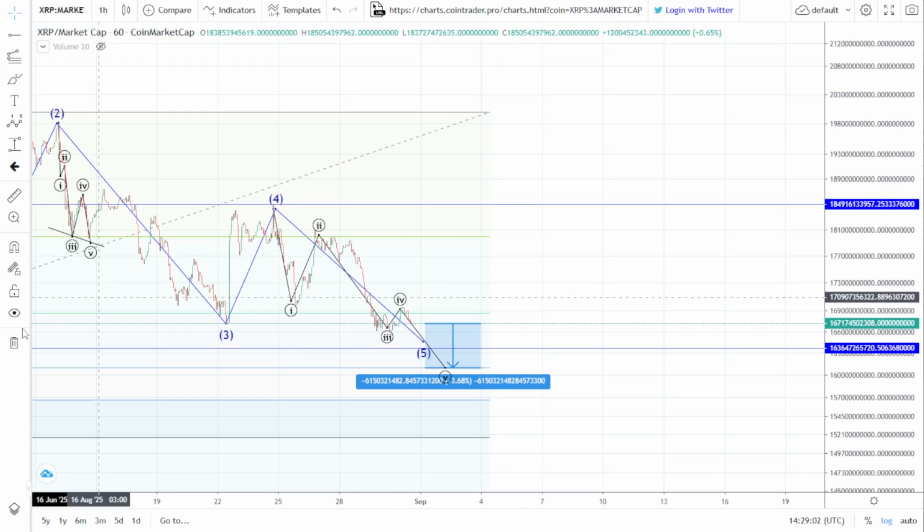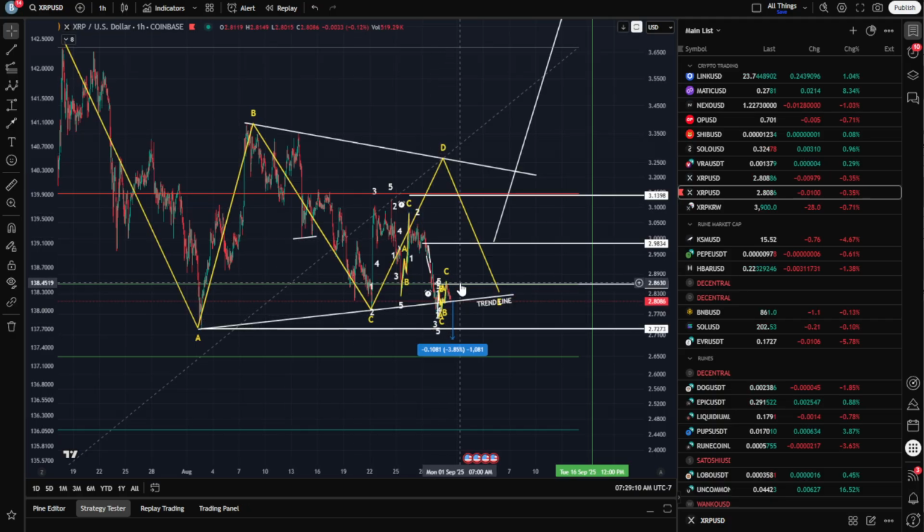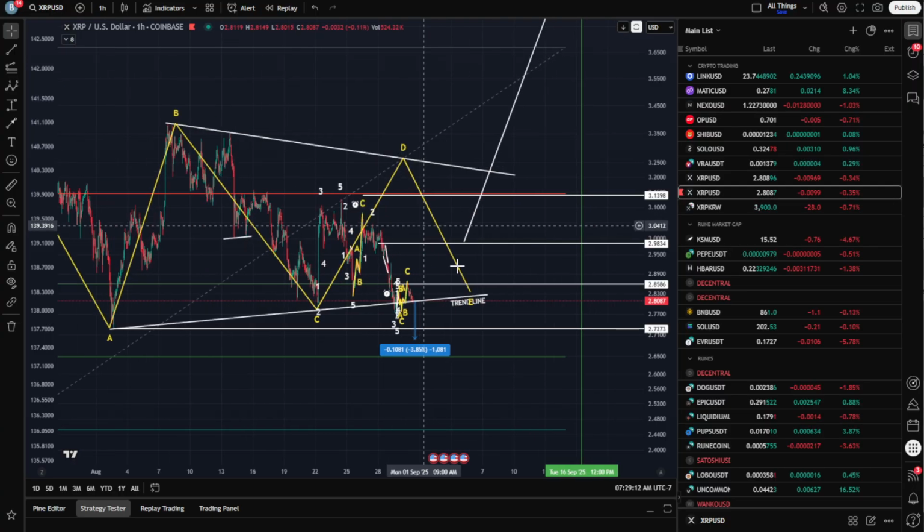So hopefully that was helpful, but this is in my opinion the real chart. And so it is an ABC, but it's not going to look like an ABC potentially here on the USD pairing. My goodness, what a weird world we live in.